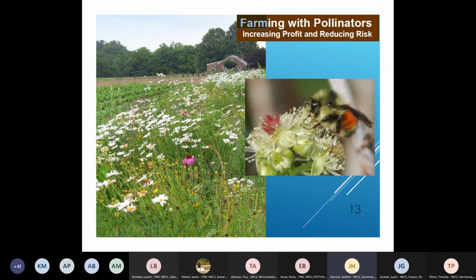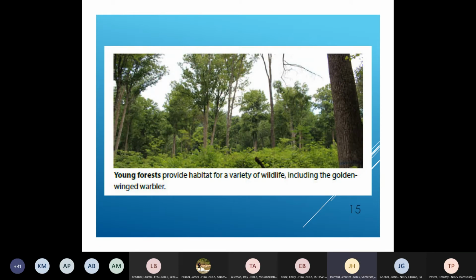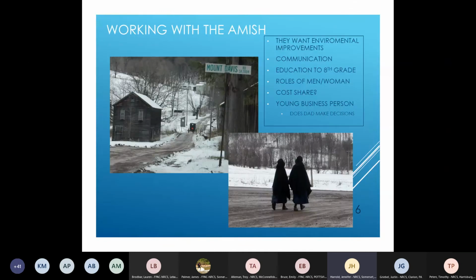Not necessarily in ag waste or something like that, but the golden-winged warblers, that's another newer program where there's been a lot of interest, where the numbers are falling. Some reduction, some management in the forest can help bring these little critters back, and that's been a great program. So here's a picture Matt, the forester here in Somerset, gave me of different practices. This was a young forest, providing habitat for a variety of wildlife, including the golden-winged warbler. So we work with a variety of folks.